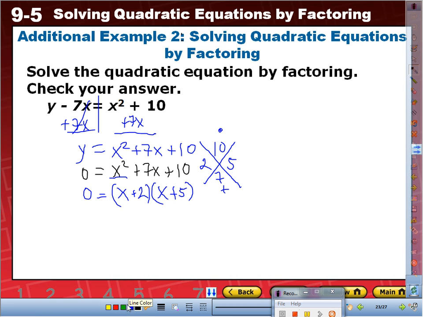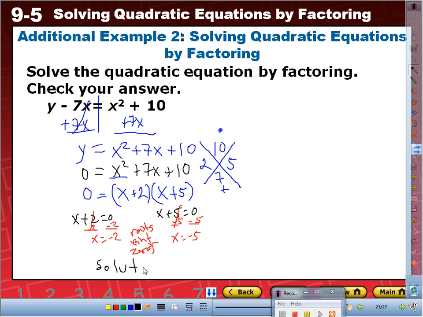Next step, set each factor equal to 0. X plus 2 equal to 0. X plus 5 equal to 0. Are we there so far? Let's solve for the variable. Minus 2 minus 2. X equals negative 2. Minus 5 minus 5. X equals negative 5. And these are my roots, my x-intercepts, my zeros. But since they're asking us to solve, these are also my solutions.